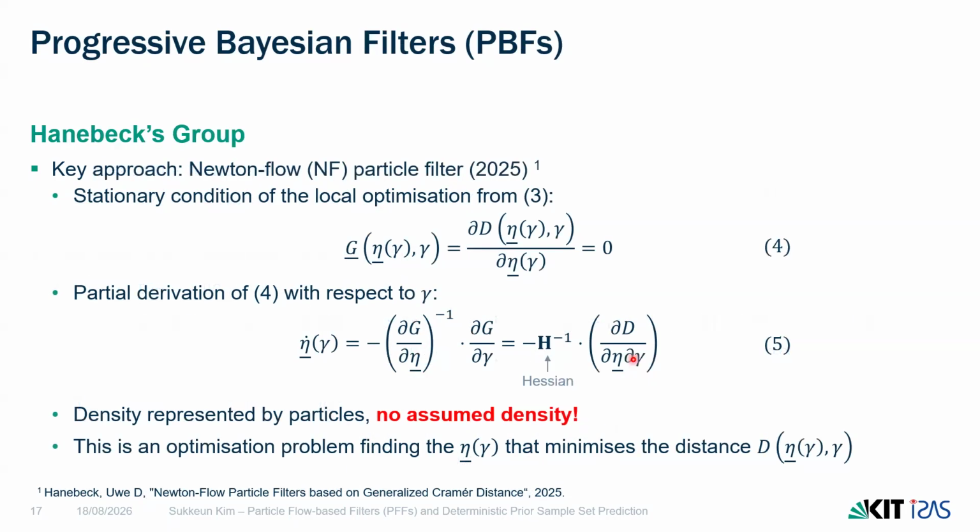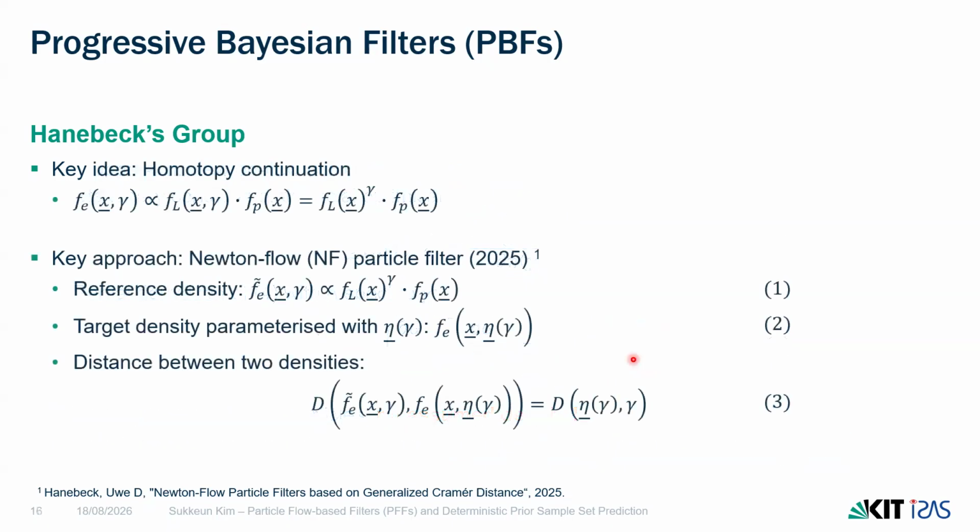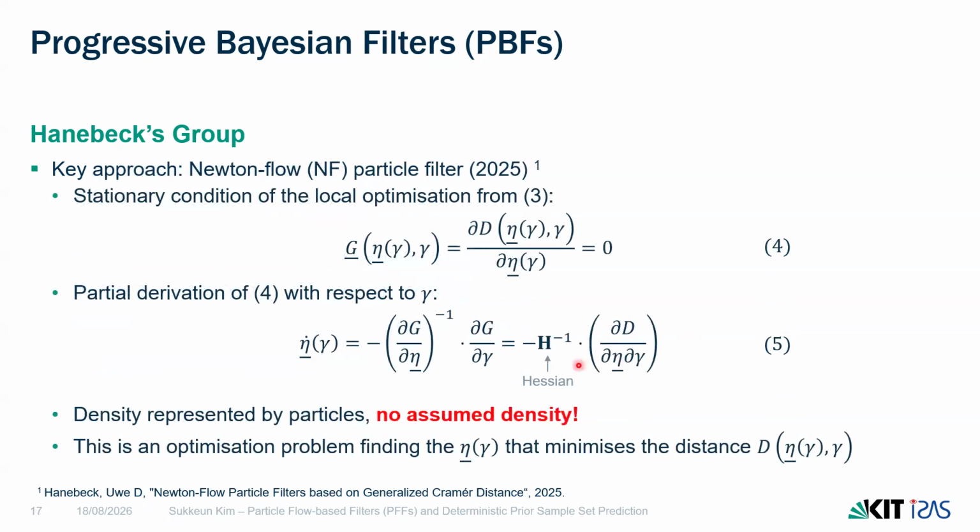X is the state, and the measurement observation we just define as a likelihood here. Exactly. In the function, it's not really explicitly mentioned here, but the derivative of the likelihood will be contained inside of the distance and Hessian as well.